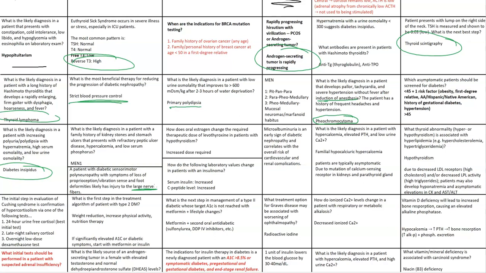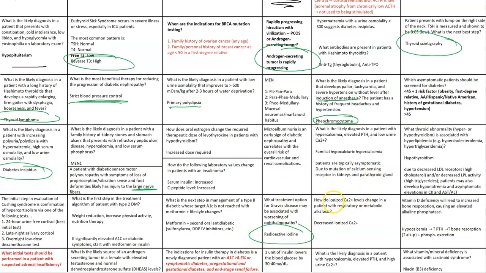What is the next step in management of a type 2 diabetic whose target A1C is not reached with metformin and lifestyle changes? That would be metformin plus an oral anti-diabetic such as sulfonylurea or DPP-4 inhibitor. What treatment option for Graves may be associated with worsening of an ophthalmopathy? We talked about this earlier. That's going to be radioiodine uptake.